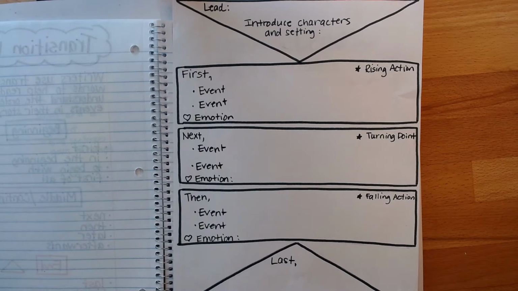Today, we're going to work on leads, okay? And leads are ways that writers get their readers interested in what they're going to read. Now, writers always try to find new and interesting ways to begin their stories. And we're going to talk about 3 ways to begin your story today. And you're going to get to choose one.